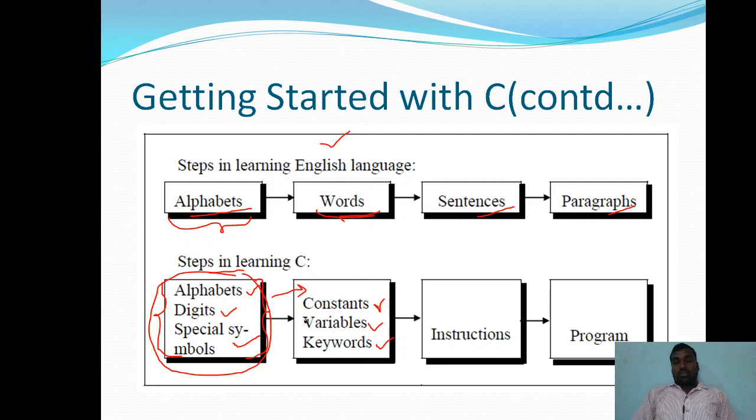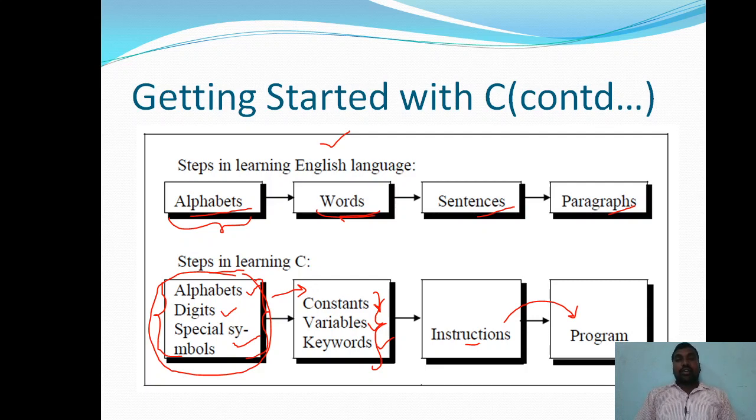Okay, so after forming the constants, variables, and keywords, then you can combine these things to form an instruction. After forming an instruction, we can combine several instructions to form a program.